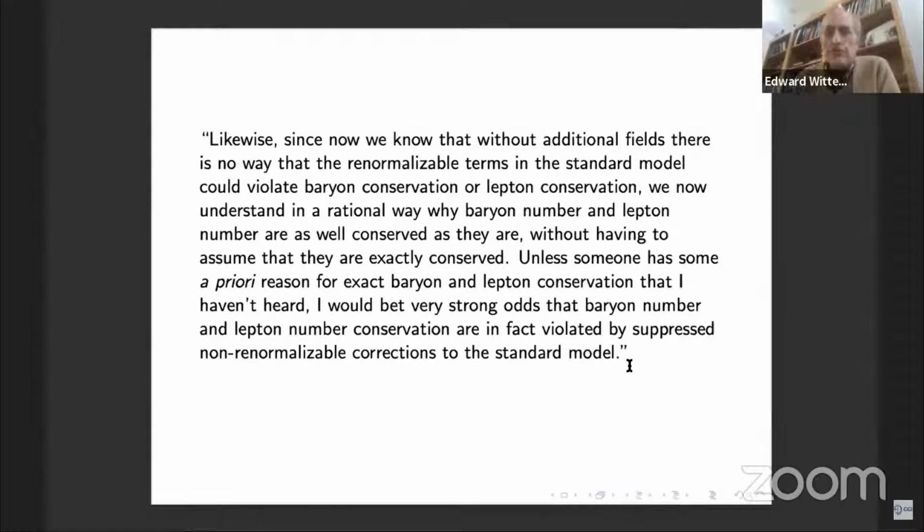This lecture was published in 1997, so it's pretty close to the time when experiment was making this statement clear in the case of lepton number conservation. It's unfortunately still not clear today for baryon number conservation.